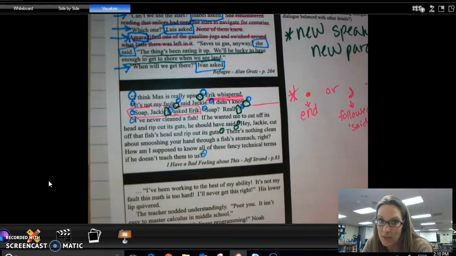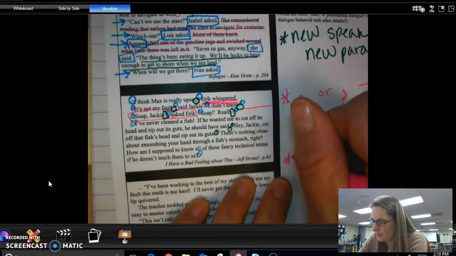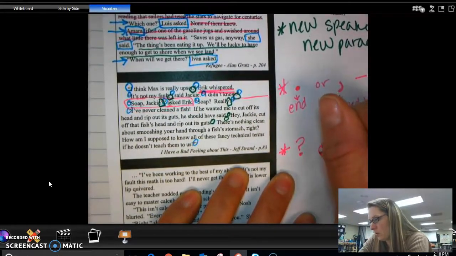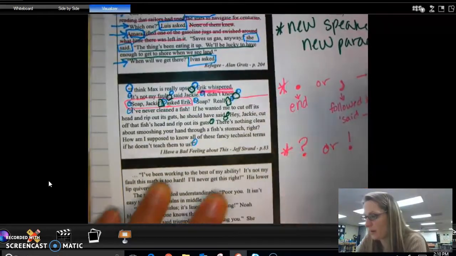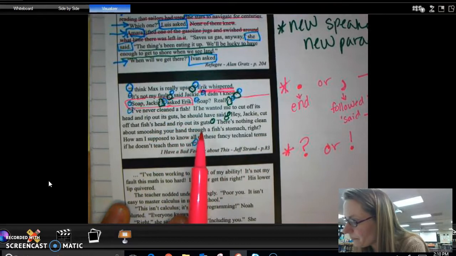This is where dialogue gets fun. That's because that's still part of that one statement. "Soap, Jackie?" asked Eric. "Soap? Really?" So let's take a look at how to word this one. We're going to put a question mark or exclamation point because they both work the same way.